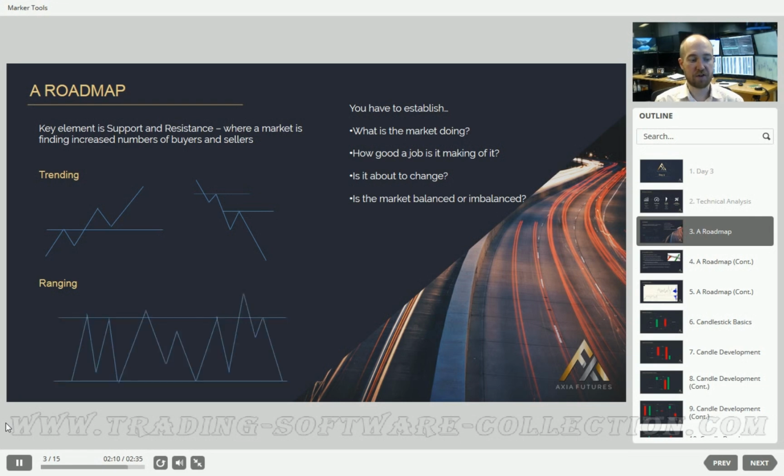In a ranging market, you have a situation where it just fluctuates either side, and you won't get any real break of the range. And this is indicative of a balanced market. The longer you sit in a range, however, the more likely the market is then to become imbalanced as people positioned one way or the other within the range begin to get out one way or another.